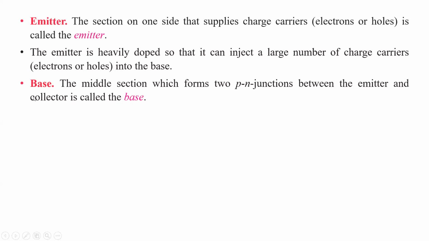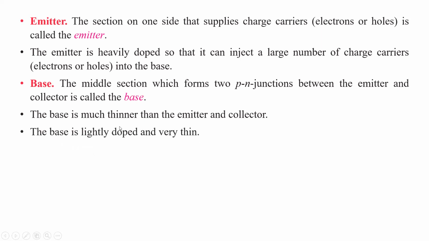Coming to the base region of the transistor, it is the middle section and it is a very thin section of the transistor. It forms two PN junctions between emitter and collector. Okay, the middle region is base and on either side there is an emitter and collector. This base is very much thinner compared to emitter and collector, and also it is lightly doped. The light doping of the base is because it should not carry more charge carriers in it. It has to act like a medium of transfer of charges from emitter to collector. Okay, so we'll discuss that while discussing the working of the transistor.